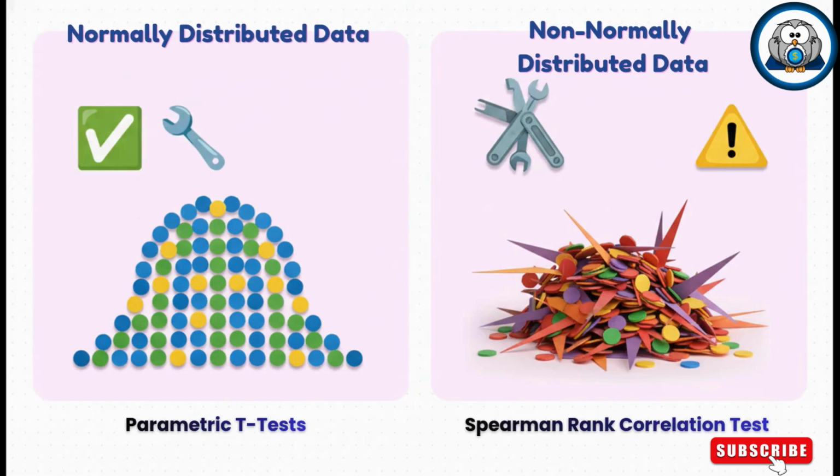So the takeaway here is super simple but really powerful. Always check your data first. If it's clean, it follows the rules, great. The parametric t-test is your go-to. But if it's messy, if it has some wild outliers, or if the data is already in ranks, then the Spearman test is absolutely the right tool for the job.